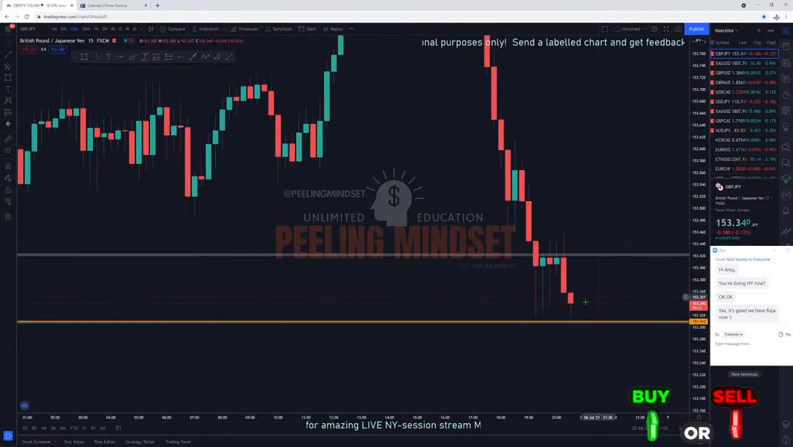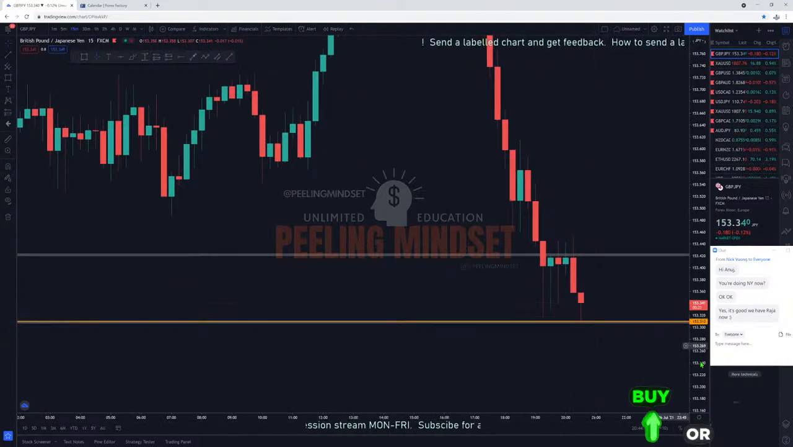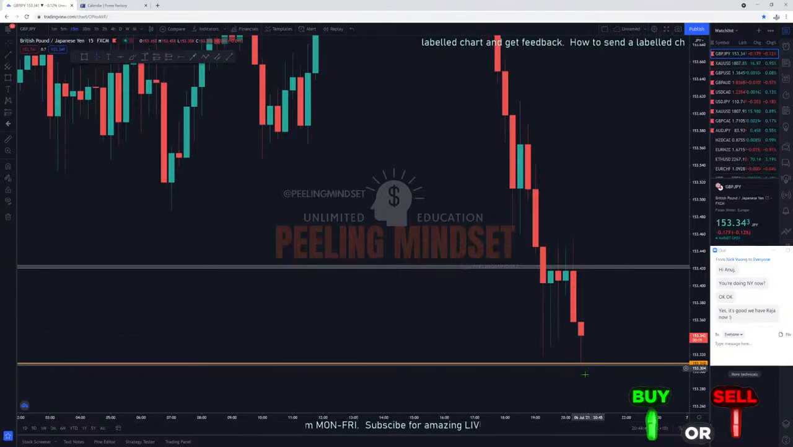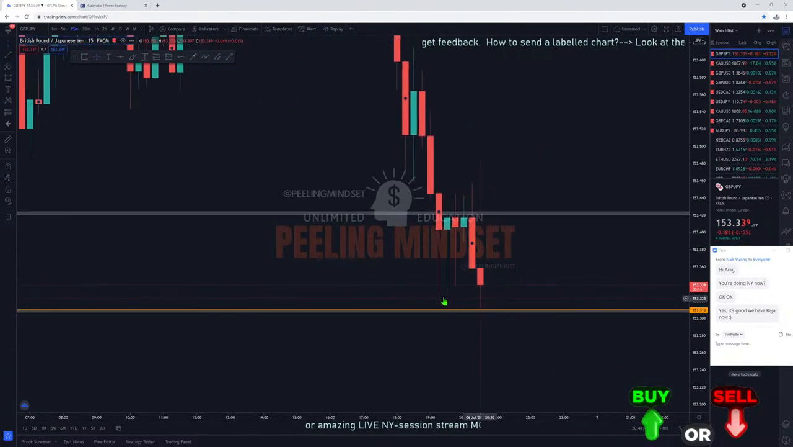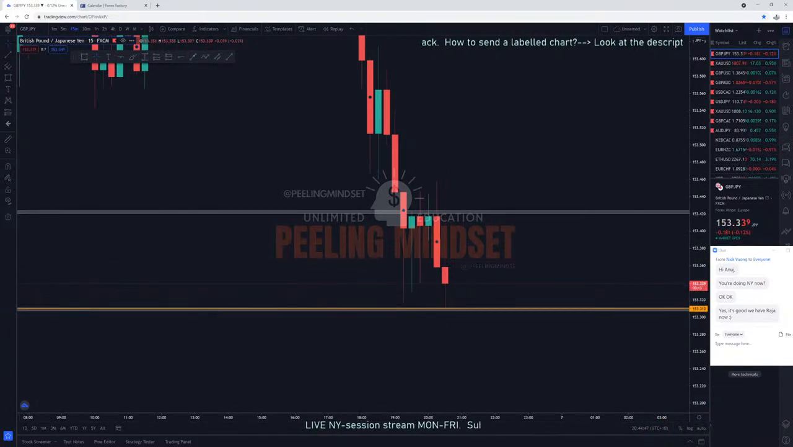Oh, now look at this. The current 15-minute candle is going to close in the next 20 seconds. And it looks like it's actually rejecting off this 153.310 level. So we will see how the price is going to close. Now, from a 15-minute perspective, look at this. Look at the way. Let me see.